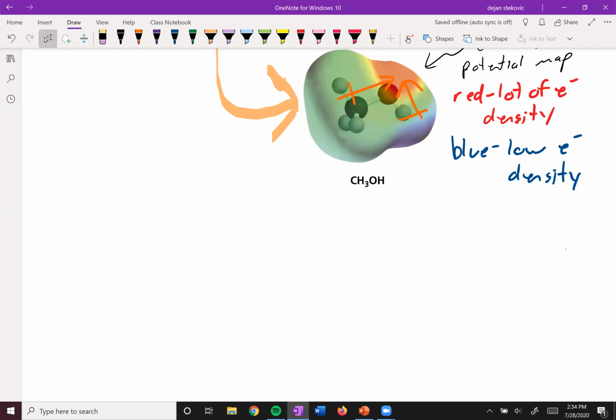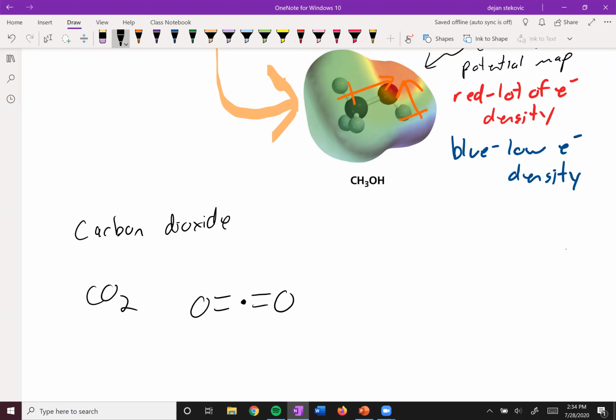Let's take a look at another example, carbon dioxide. Right, we could draw CO2. And so sometimes this is actually when a carbon has two double bonds, sometimes it'll be drawn as a dot. But we could also draw a kind of Lewis structure here. And so you might be thinking, okay, this is a polar bond, so it's going to be polar, right? The oxygen is more electronegative than the carbon.